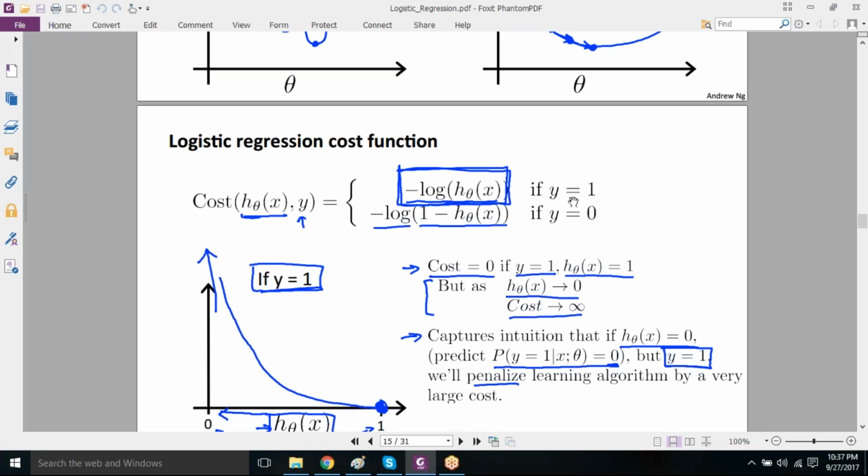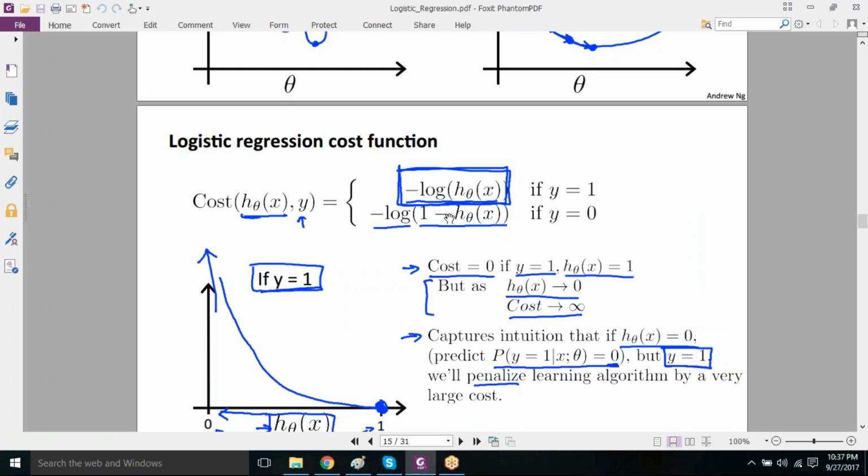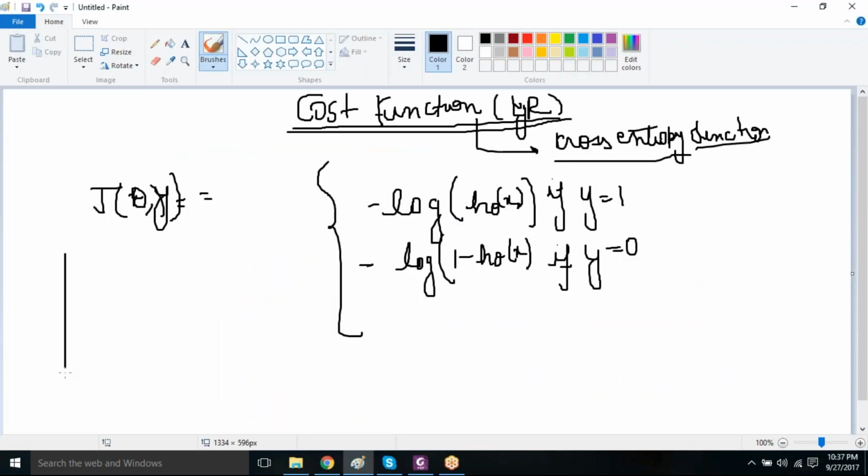So if y is equal to 1, this will be the case, and if y equal to 0, this will be the case. Okay. And then when you actually plot this graph, you will find that this is basically a convex function. So this particular function worked very well. And that's why they went with this cross entropy function.